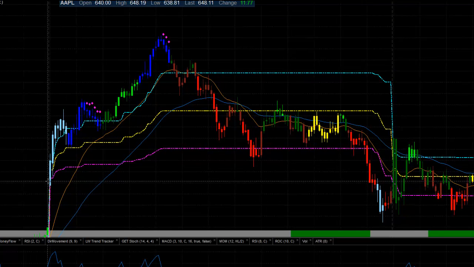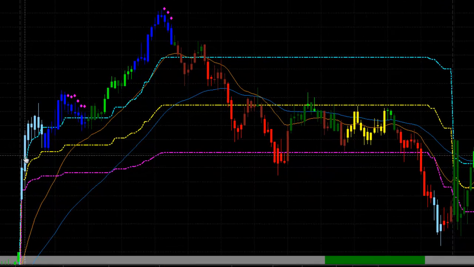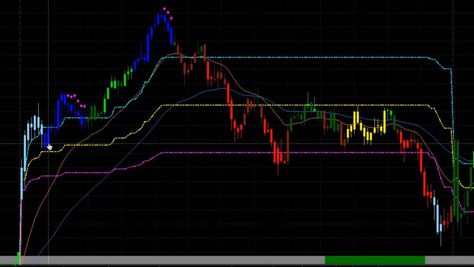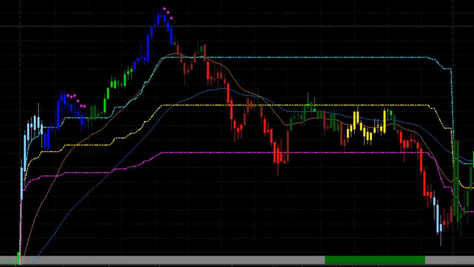So we gap higher, price gets above and expands away, makes new highs, new highs, new highs, pulls back into the range.